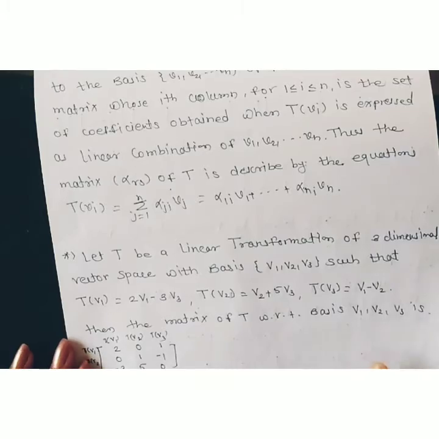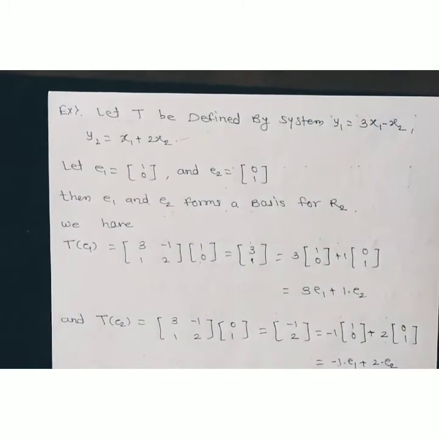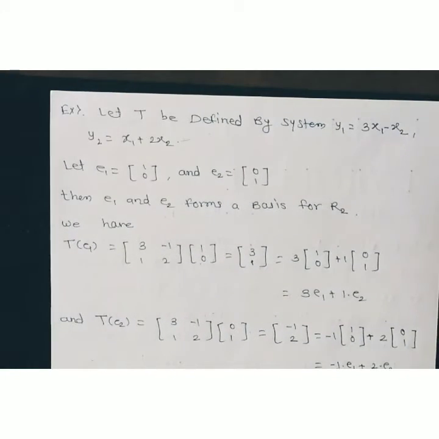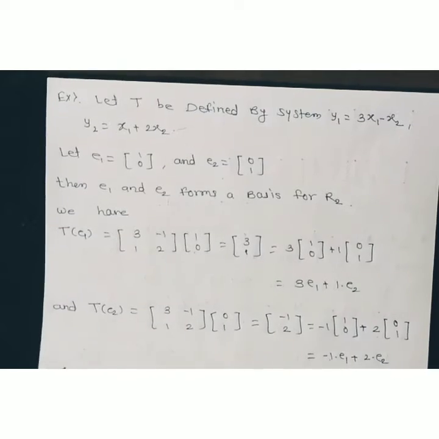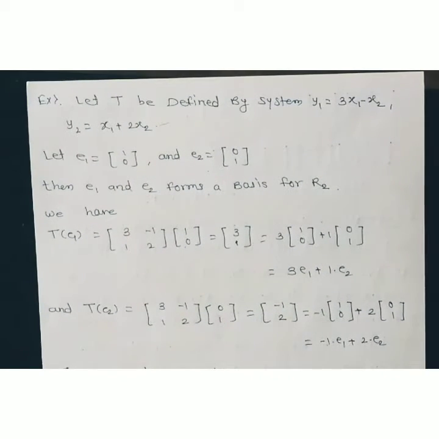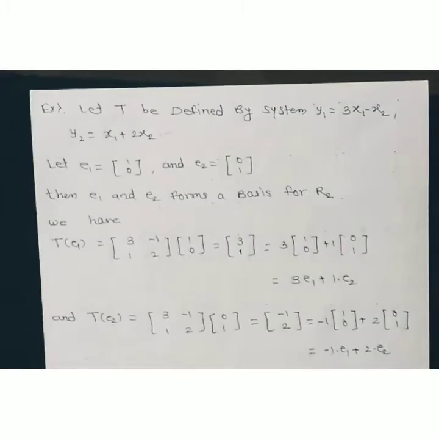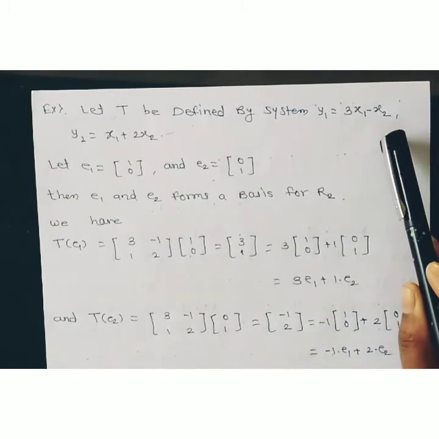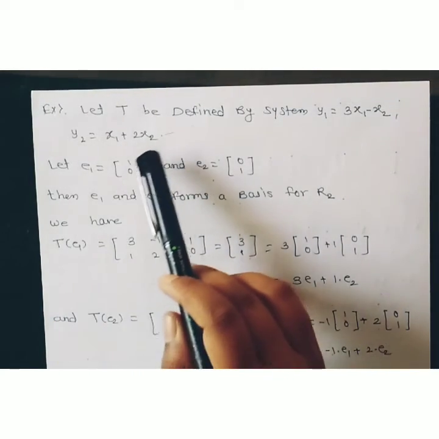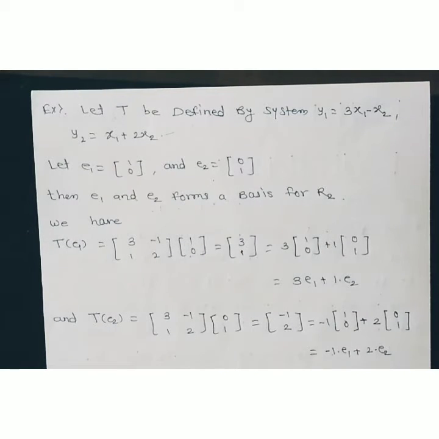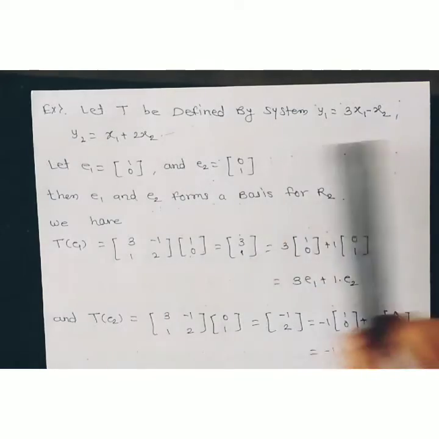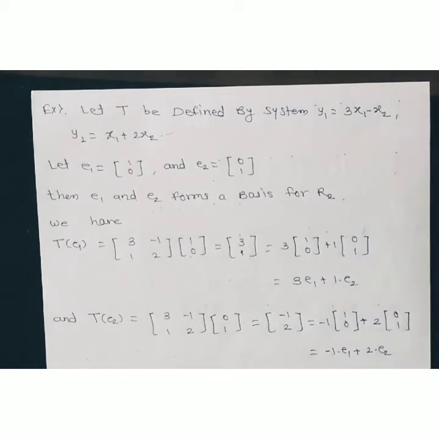Now the next example. Let T be defined by the system y1 equals 3x1 minus x2, y2 equals x1 plus 2x2. We have given T defined by the two equations: the first is y1 equals 3x1 minus x2 and the second is y2 equals x1 plus 2x2.